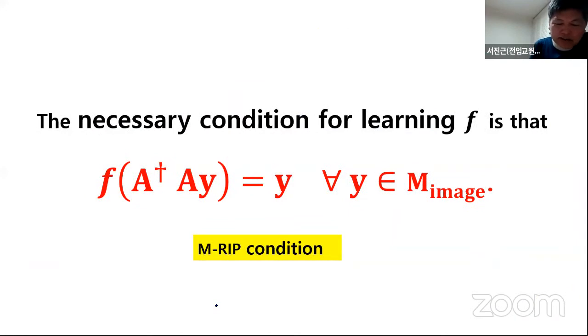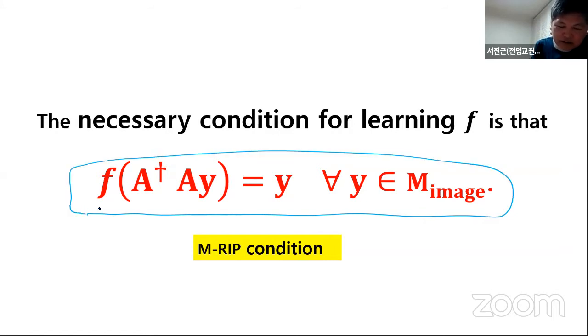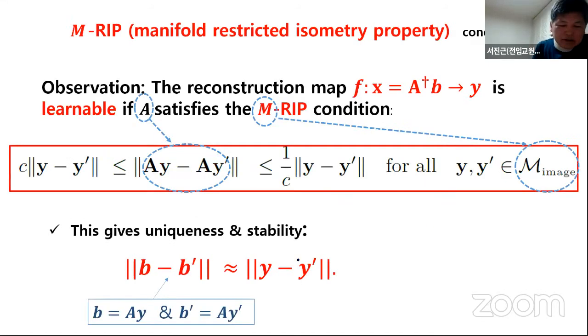Also, the necessary condition for learning is that you need this one. Actually, this one is somehow related to the RIP condition. Here it is a little bit different: MRIP, the manifold restricted isometry property. I just mimicked Candès and Tao's restricted isometry. The observation is that the reconstruction map is learnable. Learnability means that A satisfies the MRIP condition.